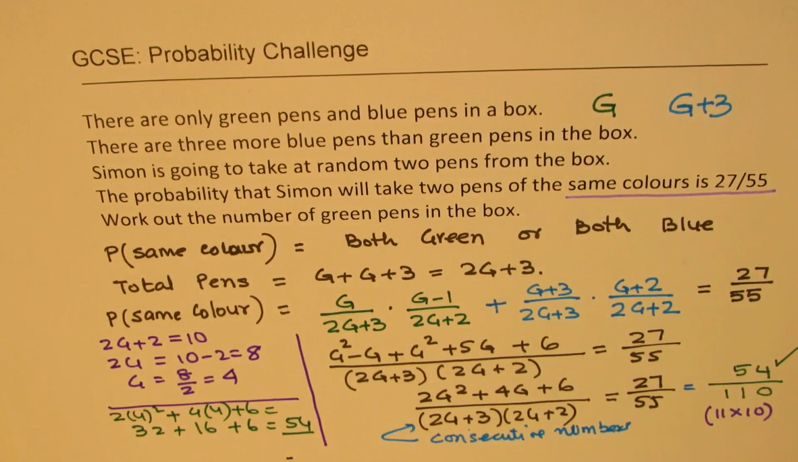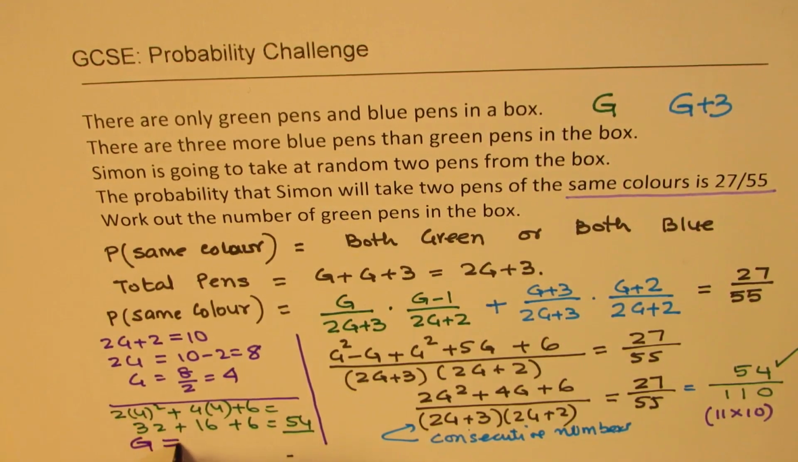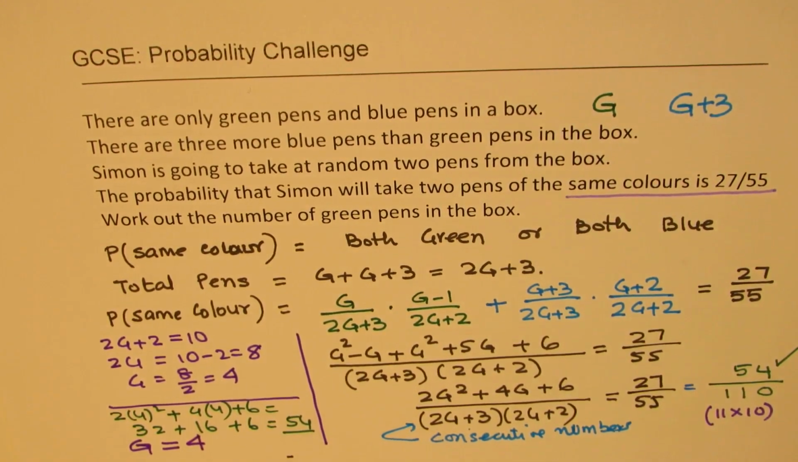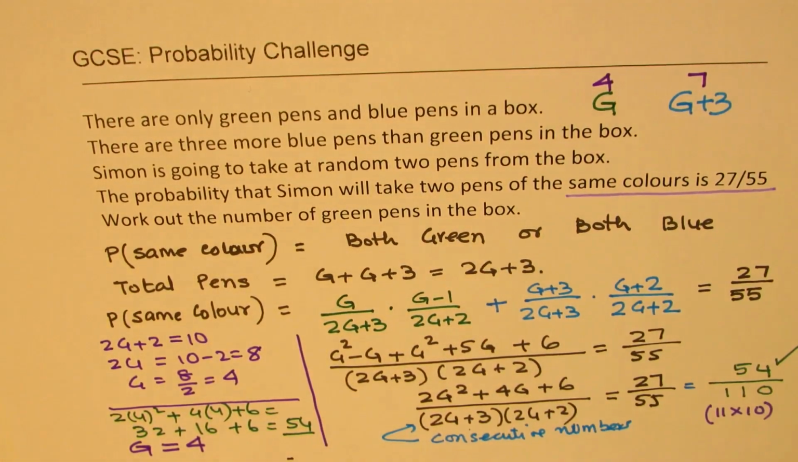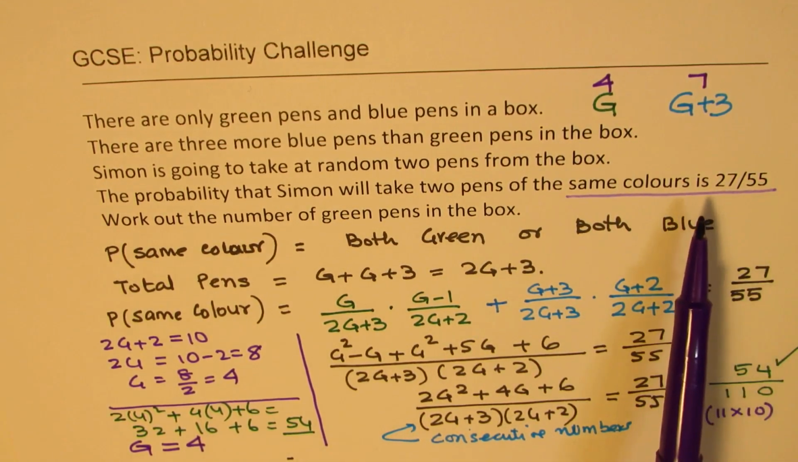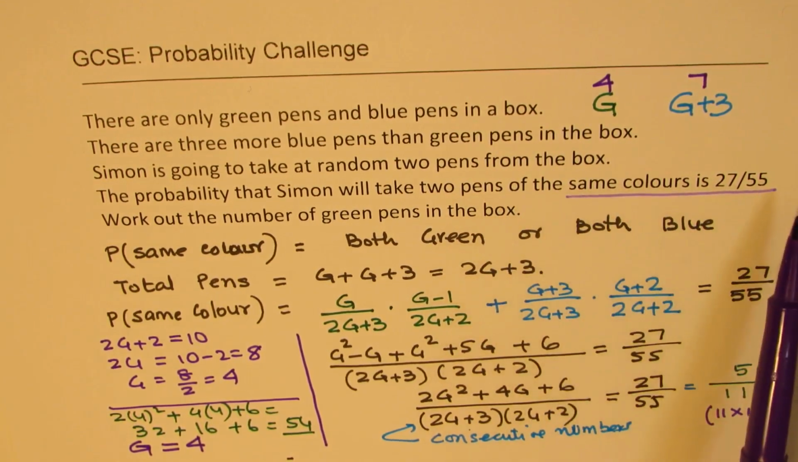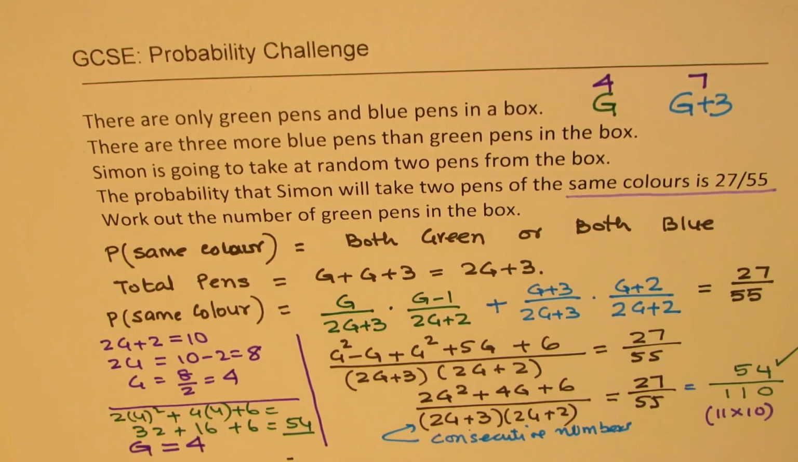That means we have found our answer, and the answer here is that the number of green pens is basically equal to 4. Correct? So now we know that if green pens are 4, then the blue pens are 7. And if you place the value 11 as the total, you can see that the probability of getting both green, or both of the same color I should say, is 27 over 55. Does that make sense to you, right? So that is how this question can be solved.